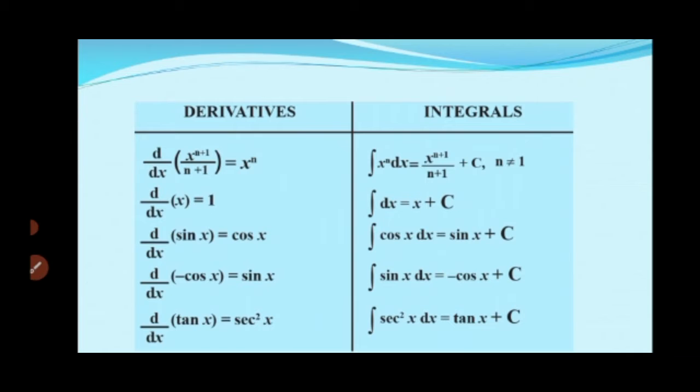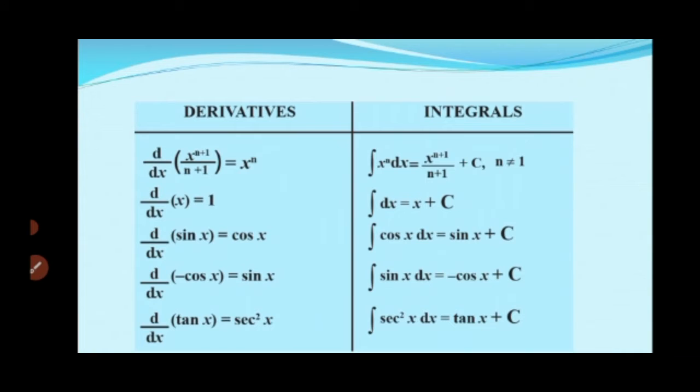Now, you already have studied in the chapter derivatives. Now, let us see from derivatives how we are going to connect it with integration. That is why the formulas are written just in front of each other for your better understanding. So, derivative of x to the power n plus 1 upon n plus 1 is equal to x to the power n. So, integration of x to the power n dx would be nothing but x to the power n plus 1 upon n plus 1.